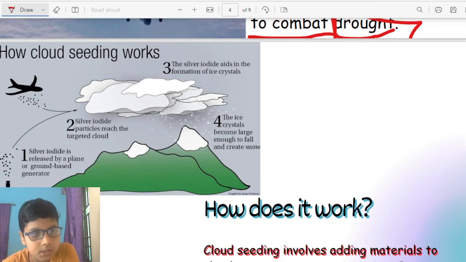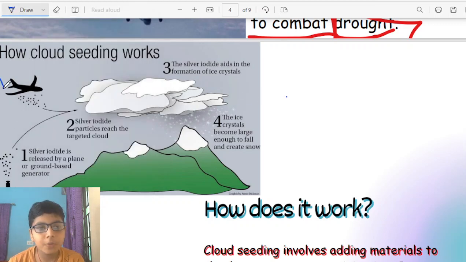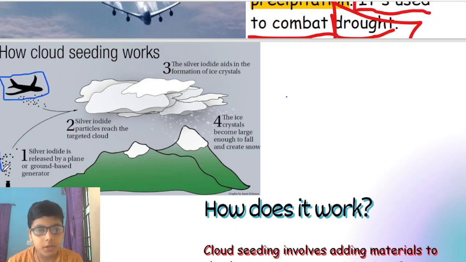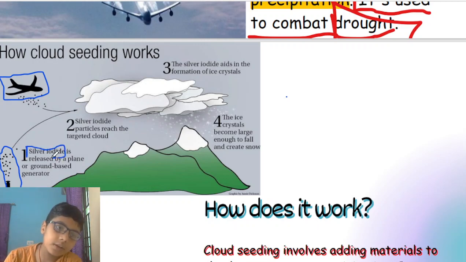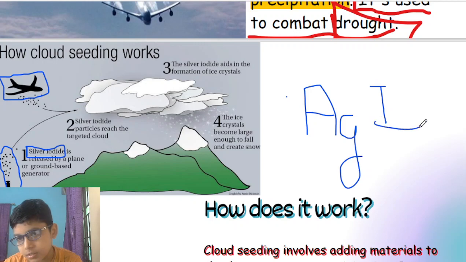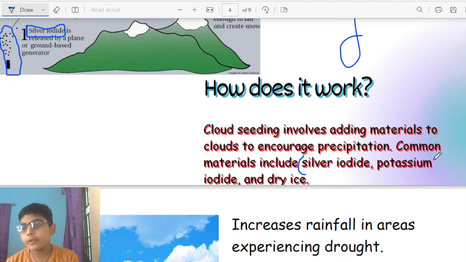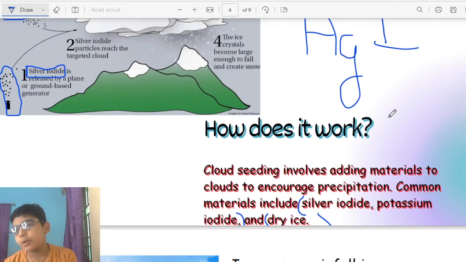Now see this diagram of how cloud seeding works. First of all, an aeroplane, helicopter or a ground based generator takes silver iodide, whose chemical formula is AgI. Not only silver iodide, but it also takes potassium iodide and dry ice. I hope everybody knows dry ice is only possible at a temperature of -78°C.